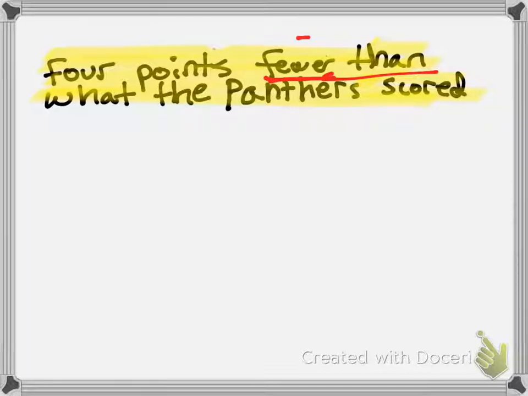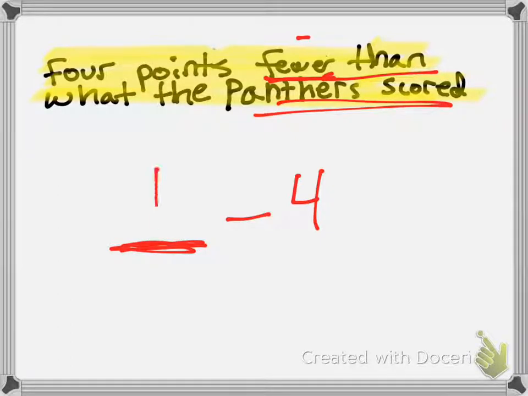Yes, that the subtraction comes after the variable. When we see the word than, we know that it's going to be minus whatever our number is. So it's 4 points fewer than, which means minus 4. Something minus 4. How much did the Panthers score? Do we know? So we don't know how much the Panthers scored, so it is our unknown. So then it becomes P minus 4.